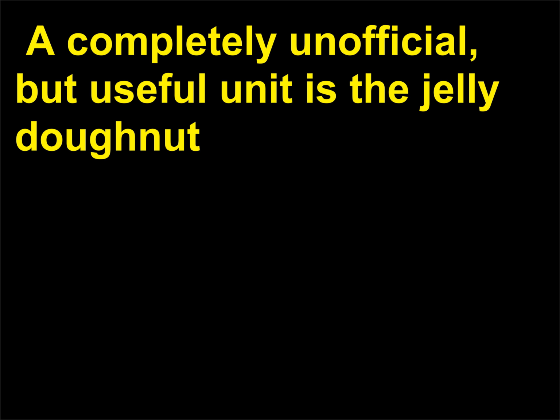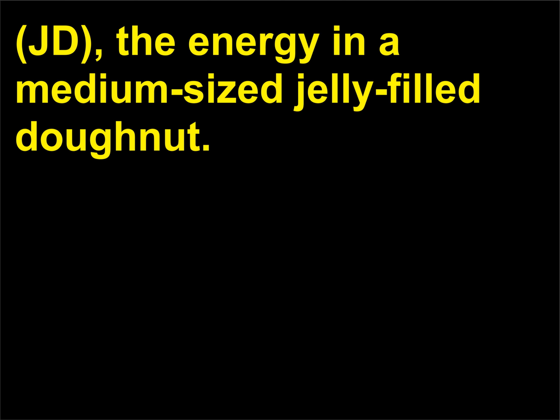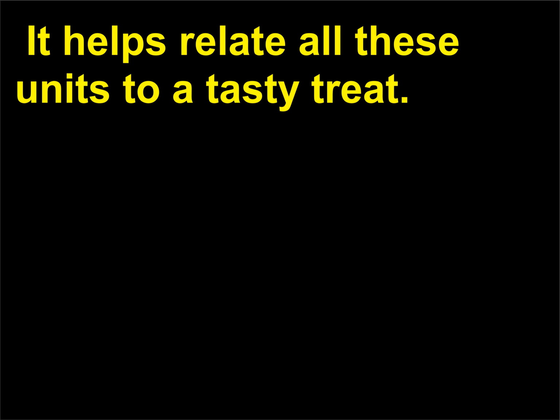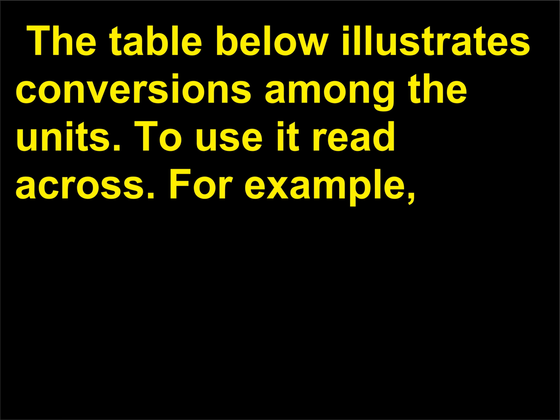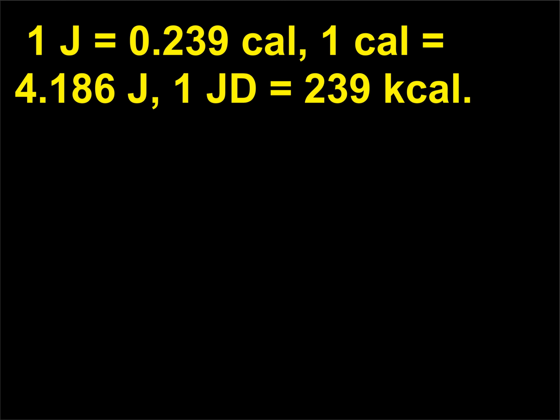A completely unofficial, but useful unit is the jelly donut, JD, the energy in a medium-sized jelly-filled donut. It helps relate all these units to a tasty treat. The table below illustrates conversions among the units. To use it, read across. For example, 1 J equals 0.239 calories, 1 calorie equals 4.186 J, 1 JD equals 239 kilocalories.